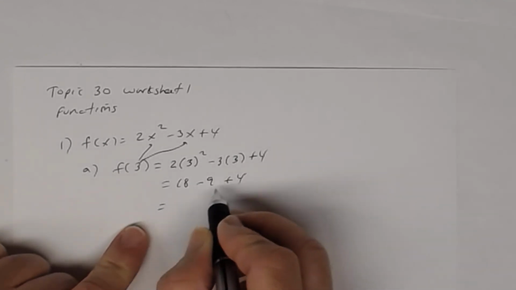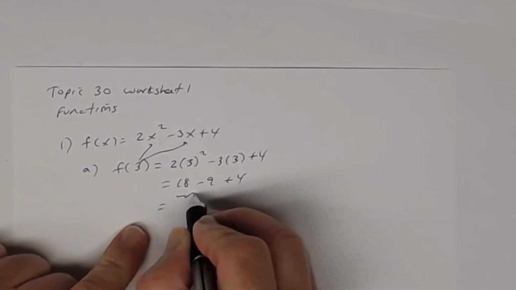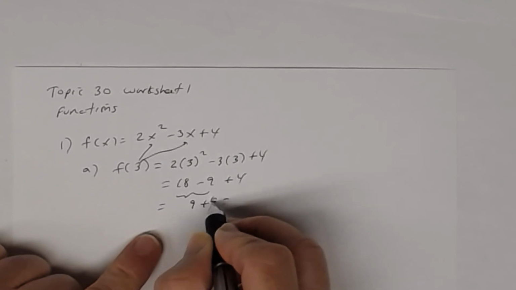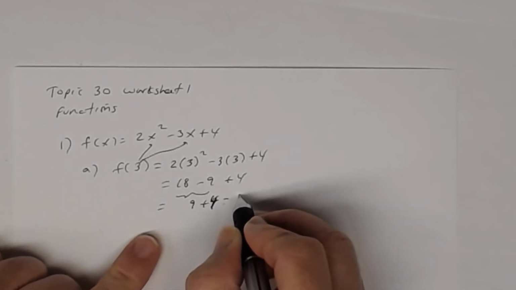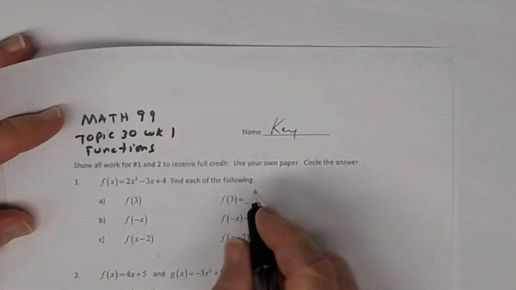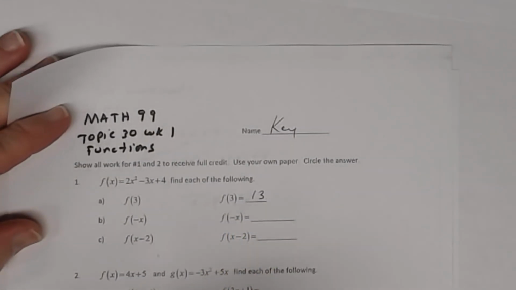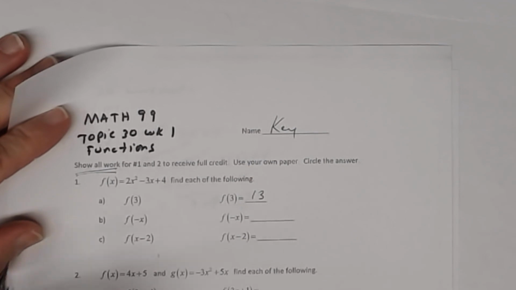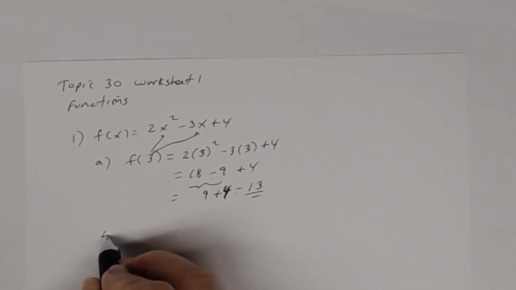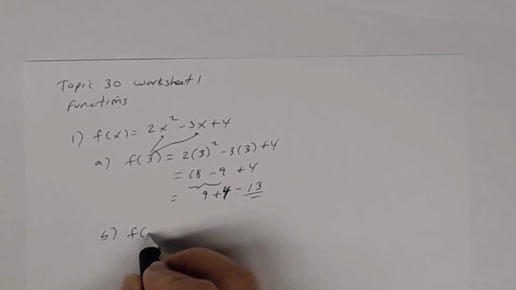And then adding and subtracting from left to right, I get 18 minus 9 is 9, and 9 plus 4 is 13. So the answer to 1A is 13. Okay, now notice it did say show work, so make sure you show the work. Follow directions. Okay, part B, you want to find f of negative x.